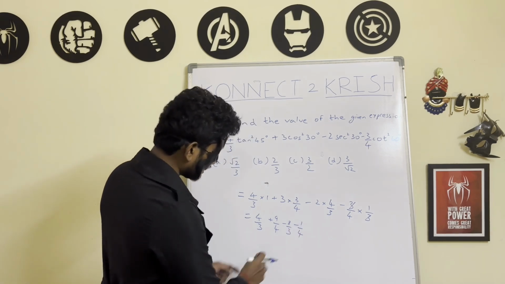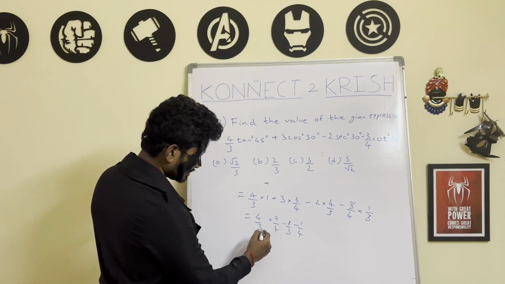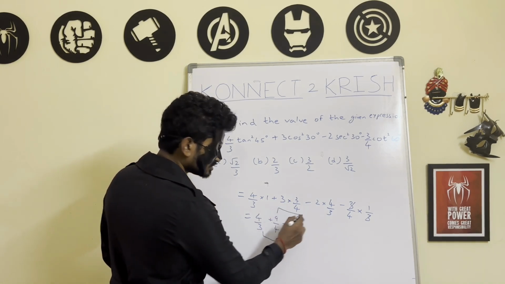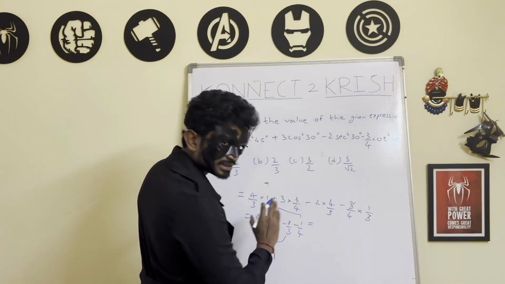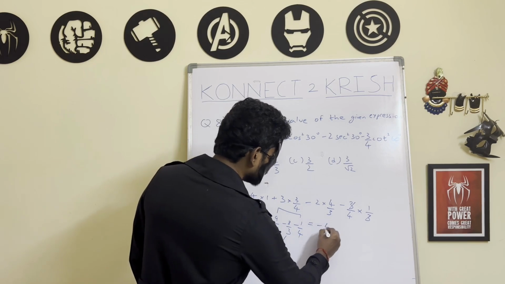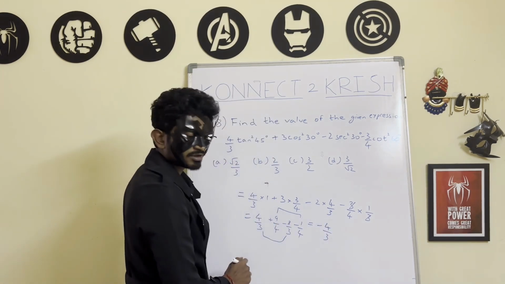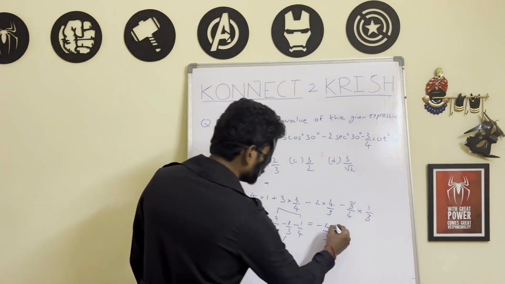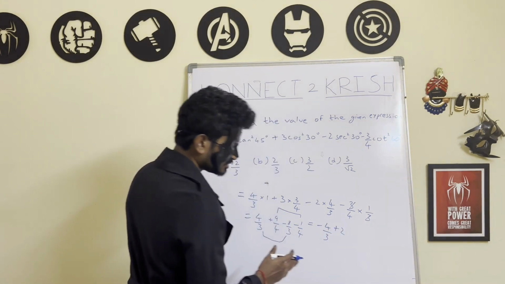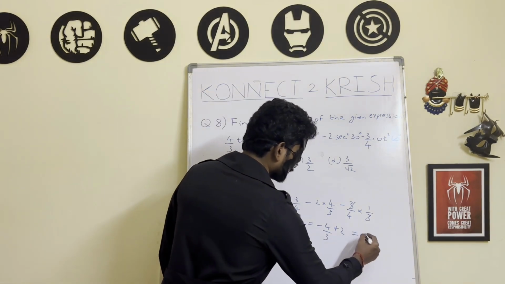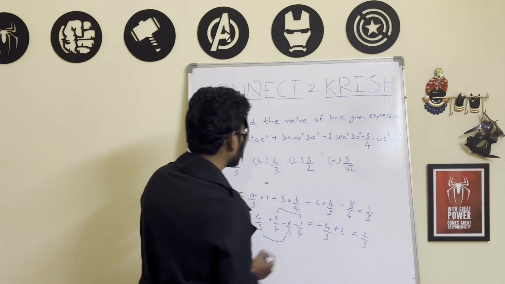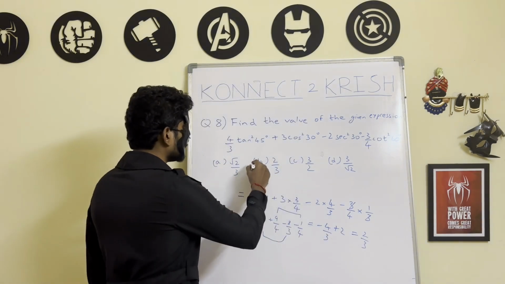So here you can club these two things, these two you can club and these two, to simplify your calculation. So 4 by 3 minus 8 by 3 is nothing but minus 4 by 3. 9 by 4 minus 1 by 4 is nothing but 8 by 4, which is equal to 2. So minus 4 by 3 plus 2 is nothing but 2 by 3. So the option B is right.